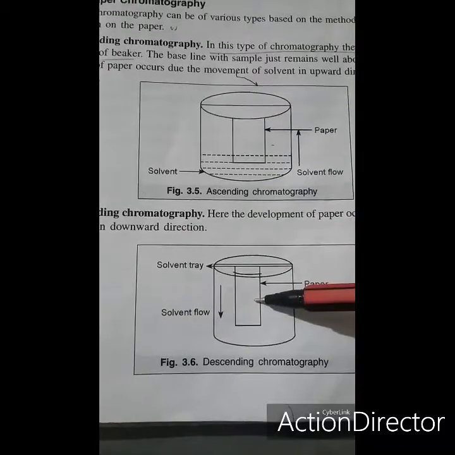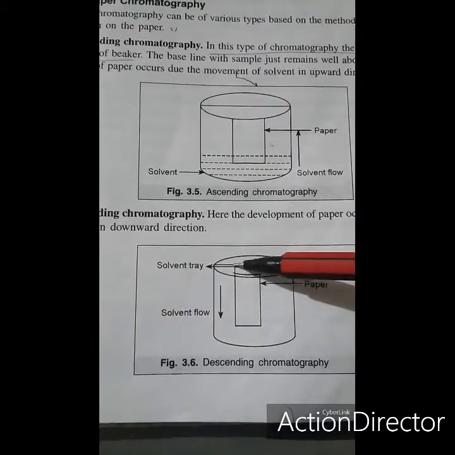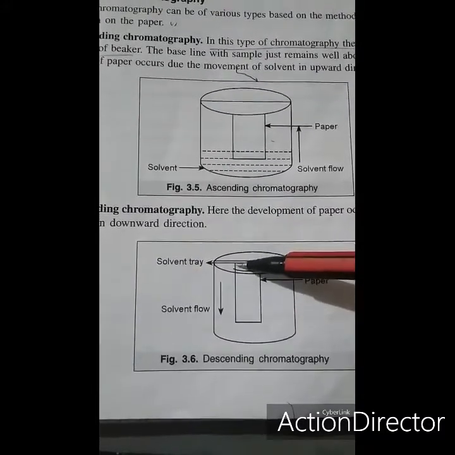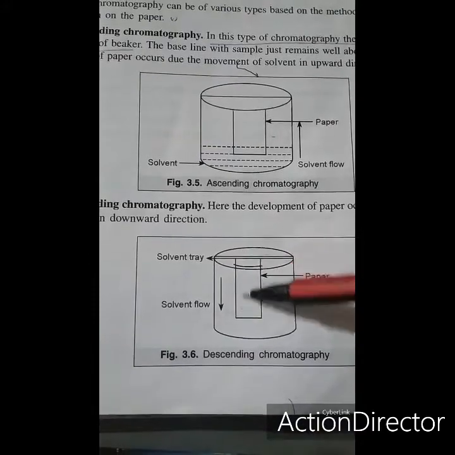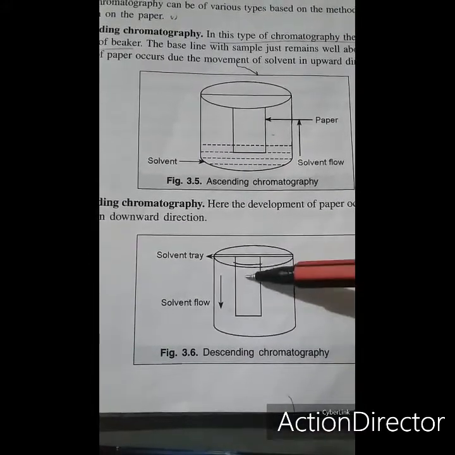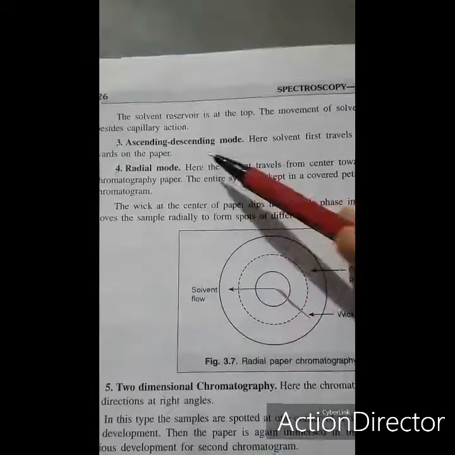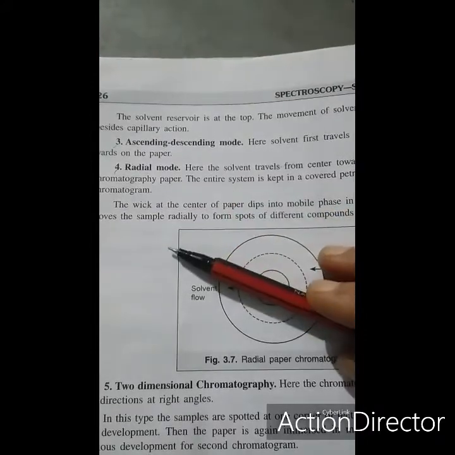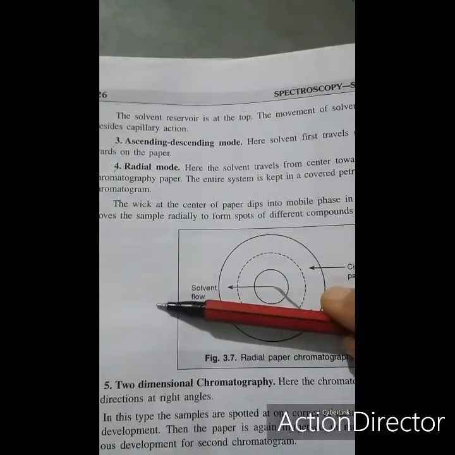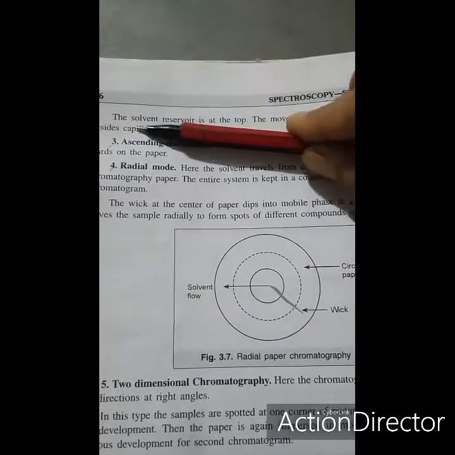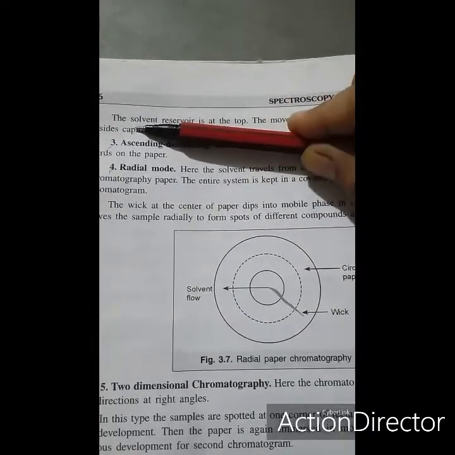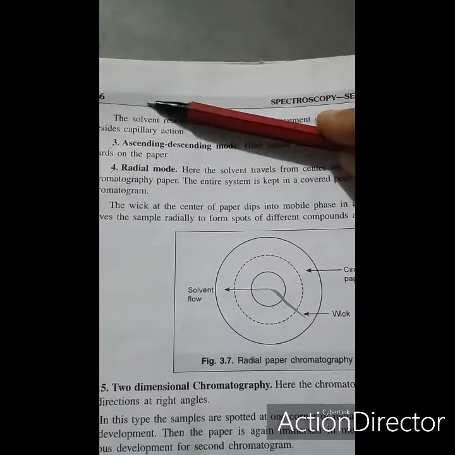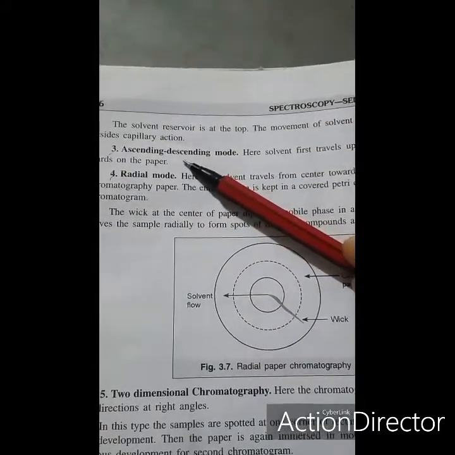The second one is descending paper chromatography. In that case, a solvent tray is taken here and the paper is allowed to hang, so the solvent flows from top to bottom. That is why it is known as descending chromatography. The next one is the ascending descending mode. In that case, first the solvent travels from the bottom to the top, and then there is a solvent tray here, and the paper is folded and allowed to hang. After that, the motion is from top to bottom, so it is both ascending as well as descending mode.